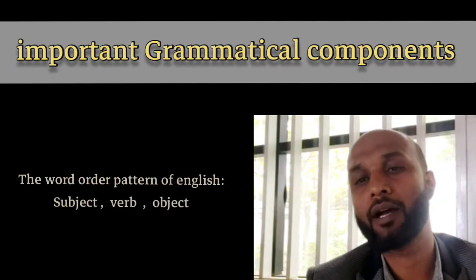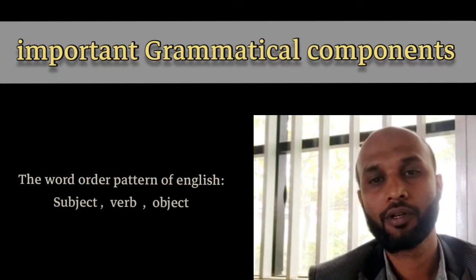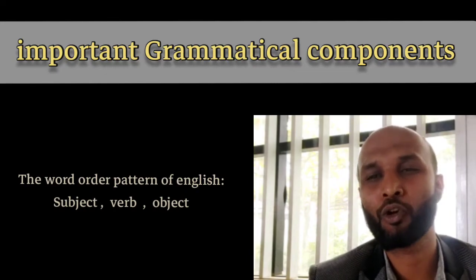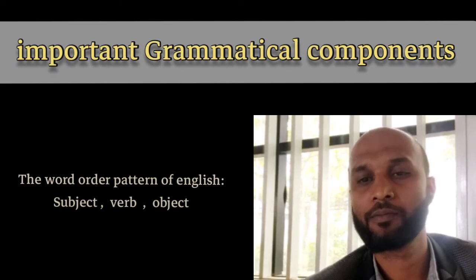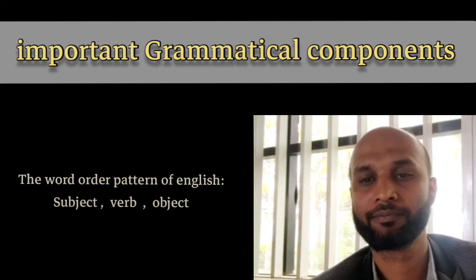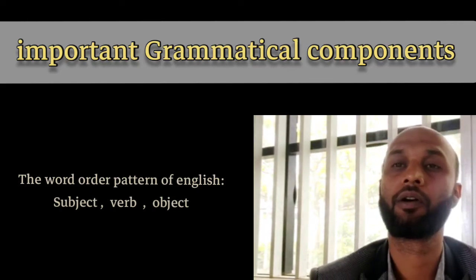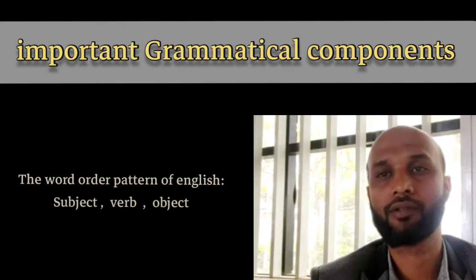The word order pattern of English is subject, verb, and object. This simply means that in order to build a basic grammatically correct sentence in English, you have to put the subject first, then the verb, and finally the object, or modifiers if there are any. Now I can give you some examples so that you can understand it better.